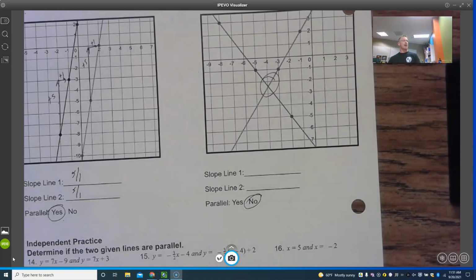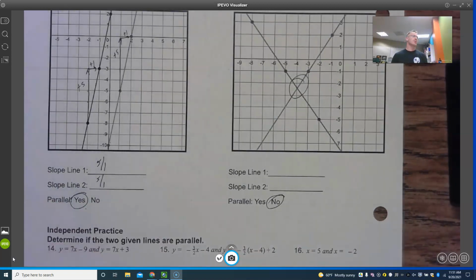All right, my friends, so that wraps up our work on determining if two lines are parallel in the coordinate plane and with algebra versus geometry. So have those notes ready and we will see you next time.